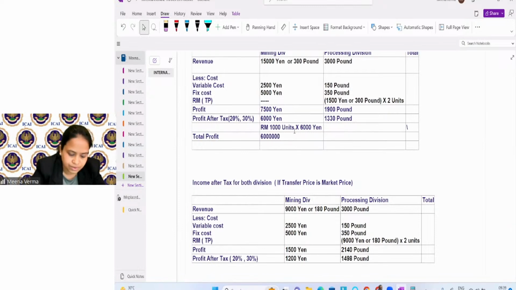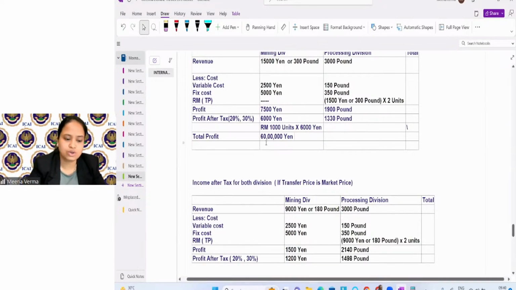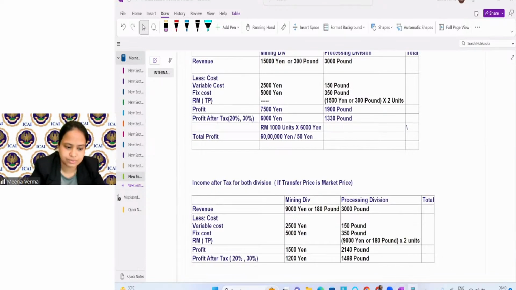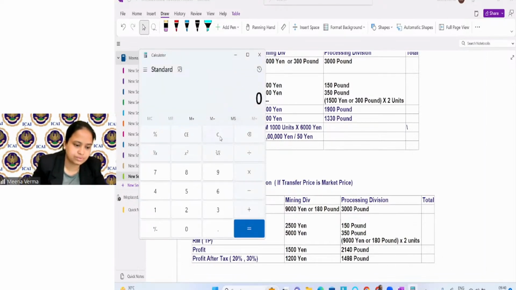Okay. So this will be what? Yen. This is yen, the total profit. Now, if I divide it with 50 yen, what will I get? I'll get the value in pound. £120,000.